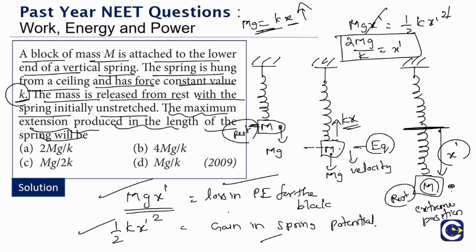They are asking for the maximum extension produced in the length. What is it? 2 mg by k. Here you observe it. When we reach the equilibrium, the equilibrium extension is mg by k. So when we come down by mg by k, we will come to the equilibrium. That is not the position where the block is going to stop. The block will keep moving further down because it will have velocity. It will finally go to the extreme position, where the elongation is 2 times mg by k.